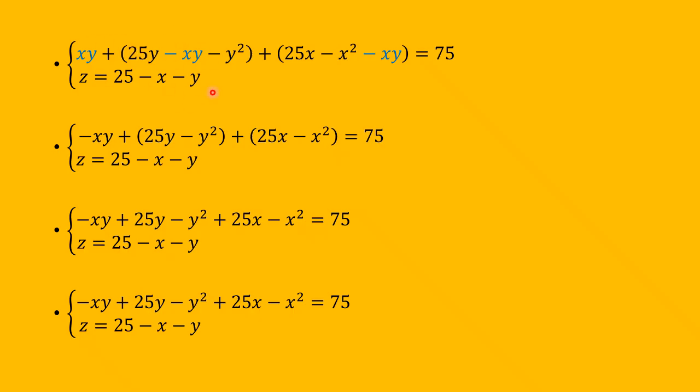So here are the equations we just saw, and let's simplify this a little bit. We have a term xy here, a minus xy here, and another minus xy here. These three added together give us minus xy. And then we have what's left over here, 25y minus y squared, which is here, plus 25x minus x squared, which is here. So this equals 75. We still have that z equation. Z equals 25 minus x minus y also.